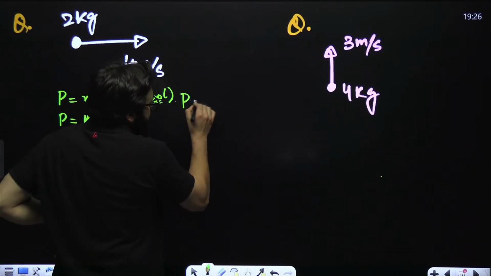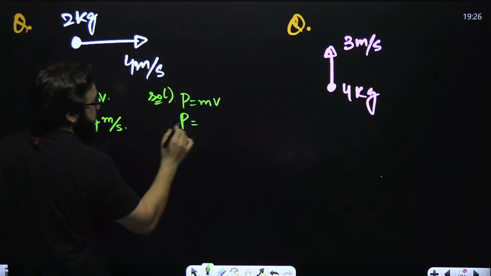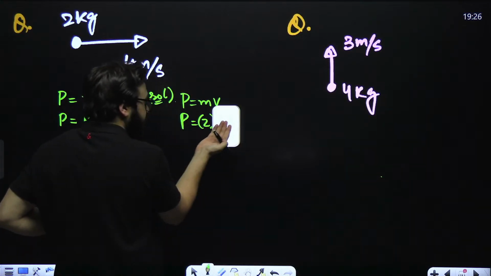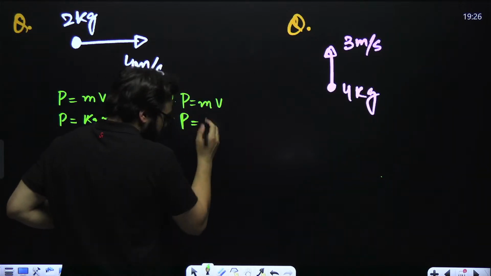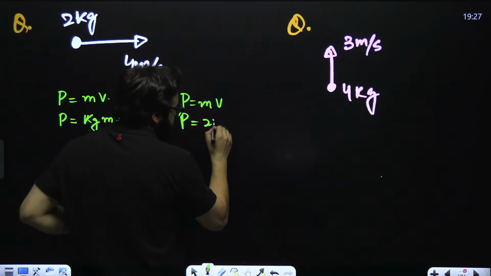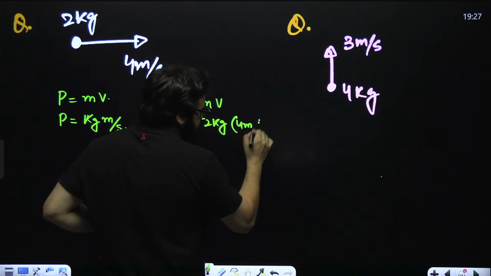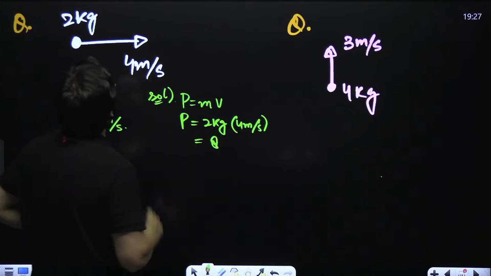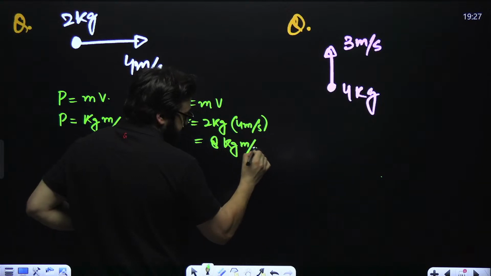Sir, momentum is simply mass into velocity. What is mass over here? That is 2. And what is velocity over here? That is 4. I'll write over here: mass into velocity. Mass is 2 kg, and velocity is 4 meter per second. So it will be 2 into 4, which is 8 kg meter per second. This will be the momentum.